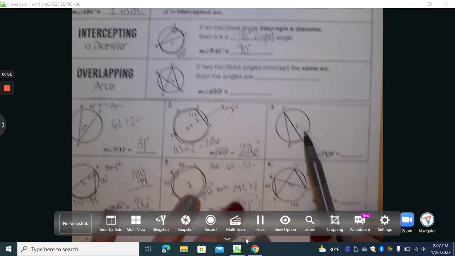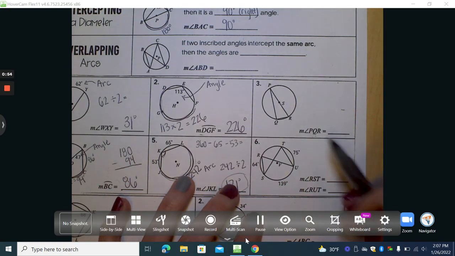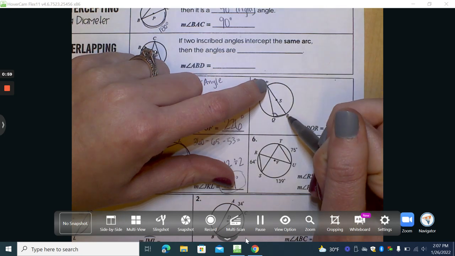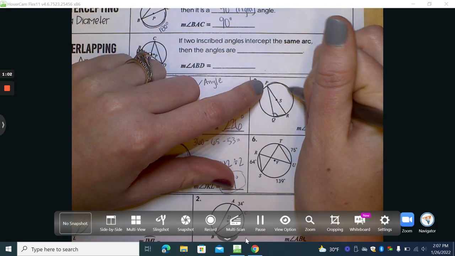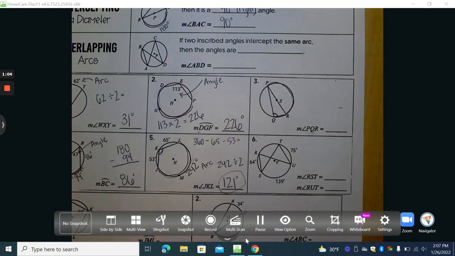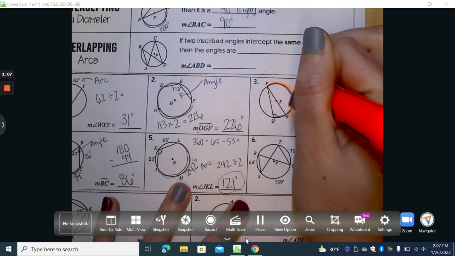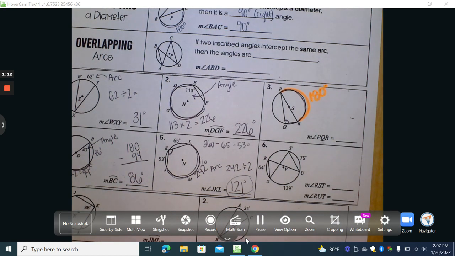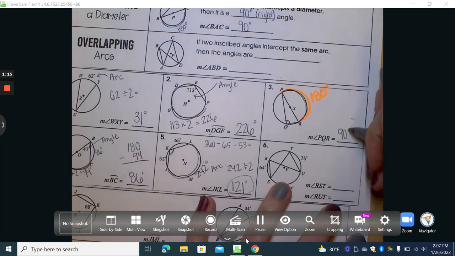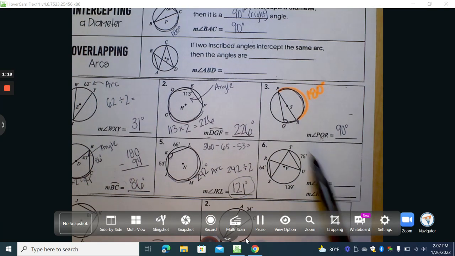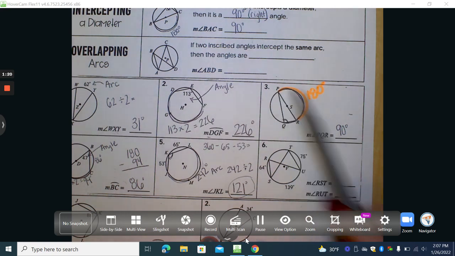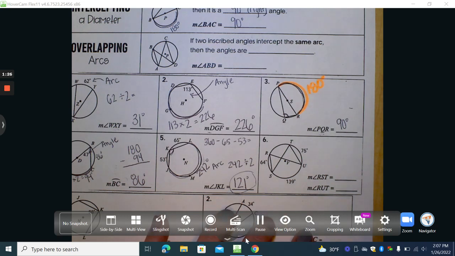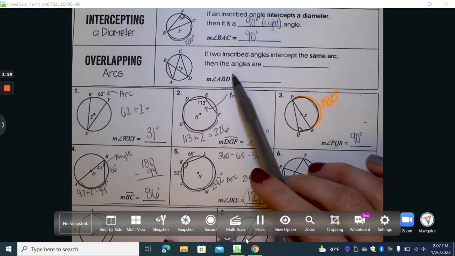All right. If we look at number 3 right here, this angle PQR is opening up to a diameter. In other words, this arc right here is 180 degrees. And so that angle is 90 degrees. Every time it'll happen like this. If the angle opens up to a semicircle, my angle inside is a right angle. It's a 90-degree angle.